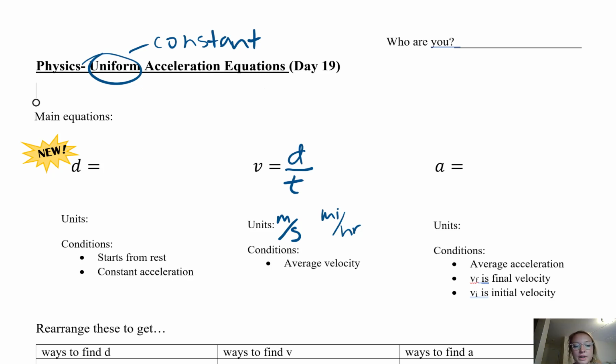The condition for this one is that this is v average. This is our average velocity. This equation does not give you your instantaneous velocity. It gives you your velocity when your velocity is constant.